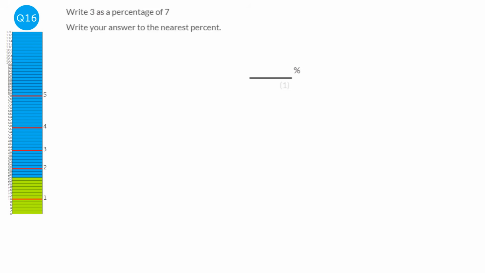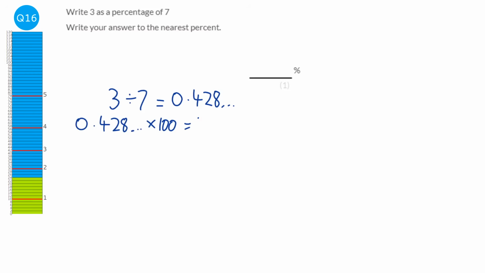So what we can do here is 3 divided by 7 to find out what 3 is as a percentage of 7. Find out what that is as a decimal, which would be 0.428, and so on. And then to convert a decimal into a percentage, we times by 100. So we take that 0.428 and times it by 100. And that will be 42.857, and it wants it to the nearest percent, so that's going to round to 43%.